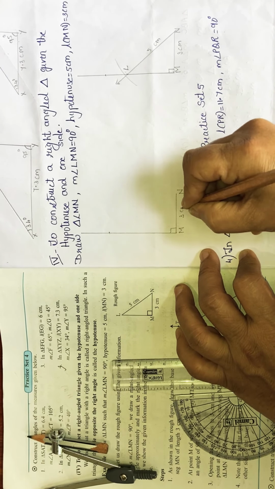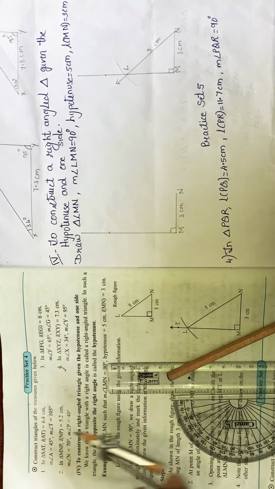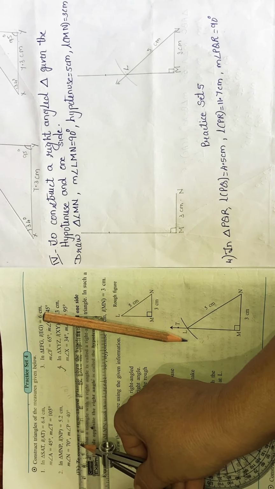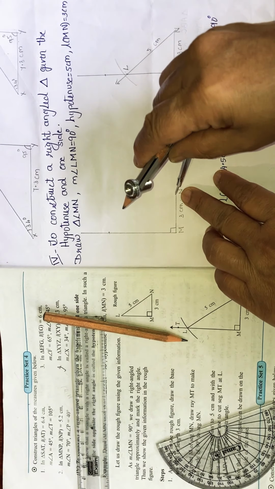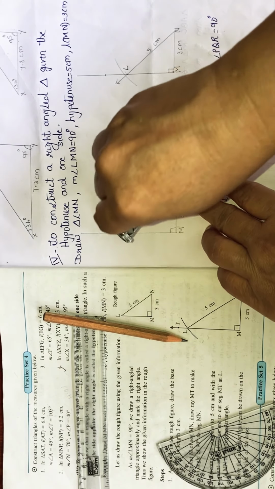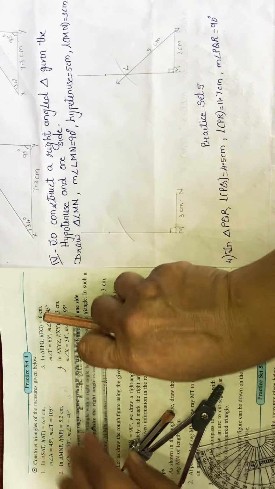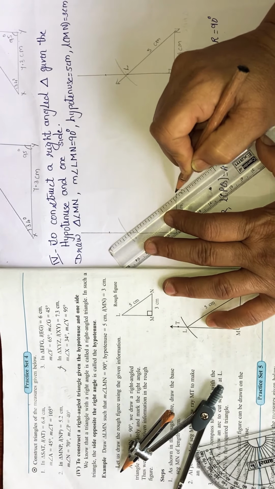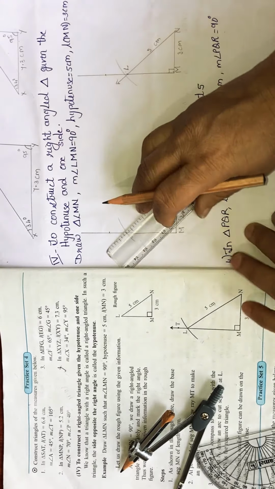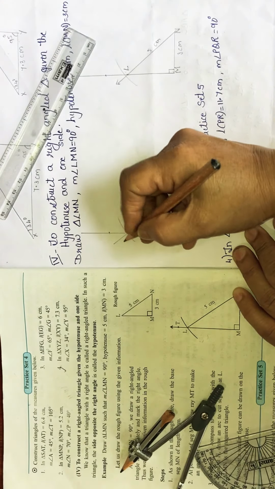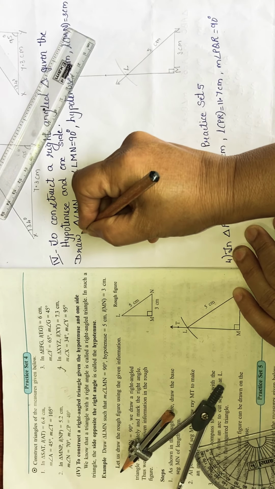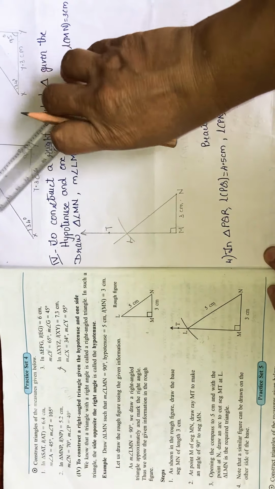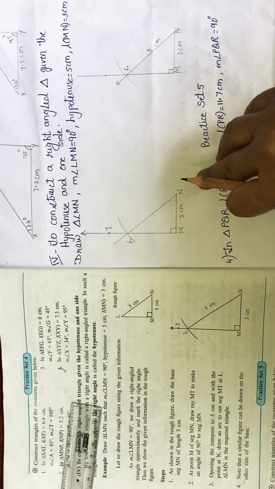This is 3 centimeters. We have to take 5 centimeters on the scale. So we have taken 5 centimeters. We keep the pointer here on N and we mark it there, and we'll draw the line joining these 2 points. So this is your point L. So this is the required triangle. LMN is the required triangle.